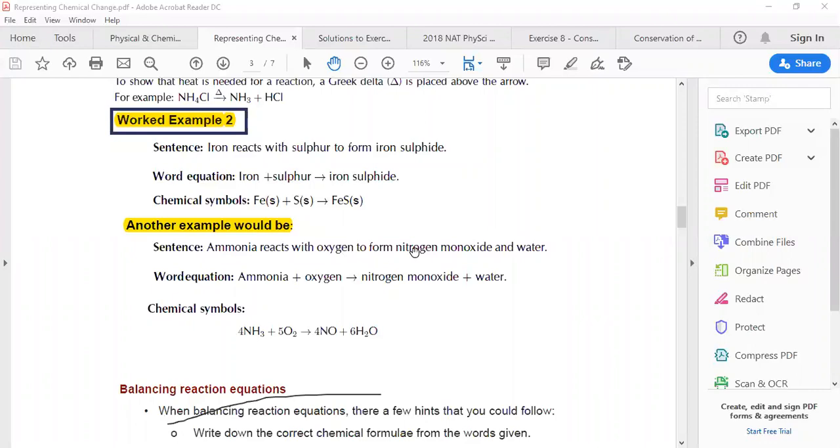Another example would be ammonia reacts with oxygen to form nitrogen monoxide and water. All right, so what are you going to have? You're going to have ammonia plus oxygen as your reactants, and nitrogen monoxide and water as your products. So you've got ammonia, which will be a gas, right? And oxygen, which is also a gas, to give you nitrogen monoxide, which will be a gas. And the water, it will depend here. Maybe the water will be vapor, so it will be a gas, or it will be a liquid. So you write L or G depending.